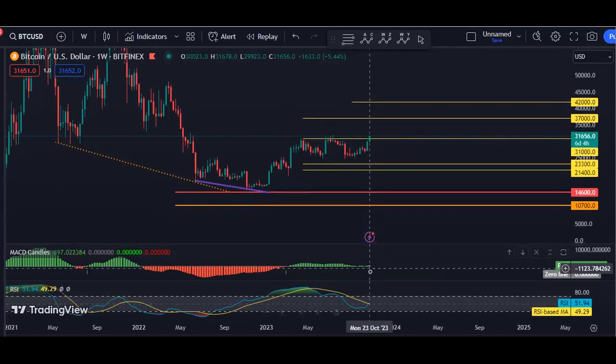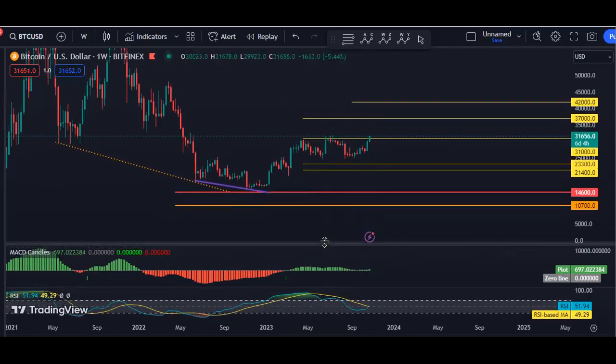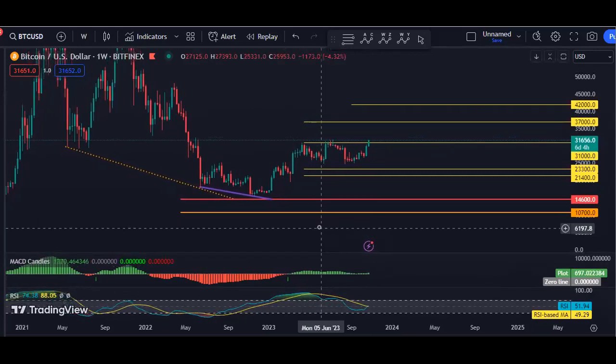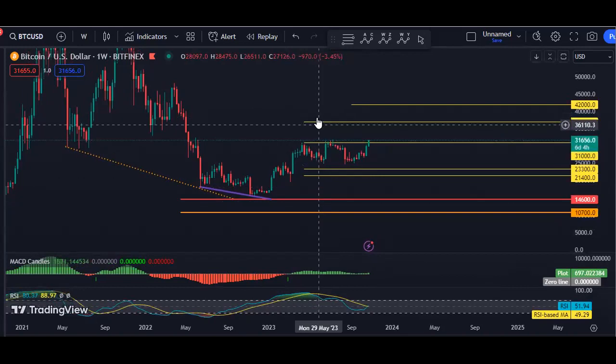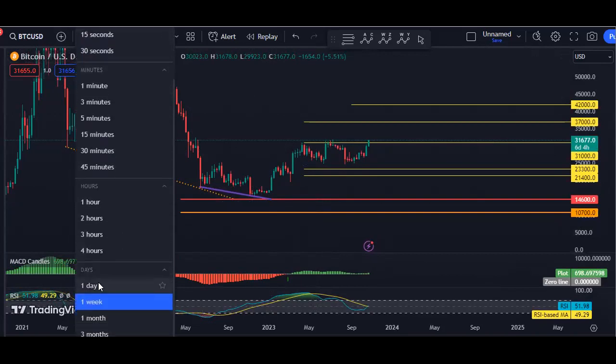All right. Based on weekly, I don't see any trade setup. The only thing is we want to see whether the price can break the zone between 31 and 32K for continuation. In that case, at least we can look for 37 followed by 42K. All right. We don't have anything else to discuss based on weekly.